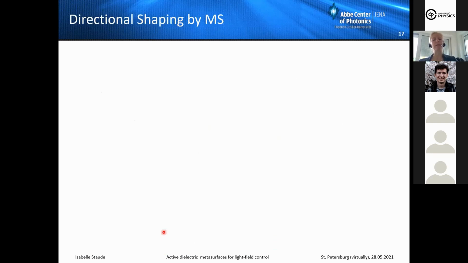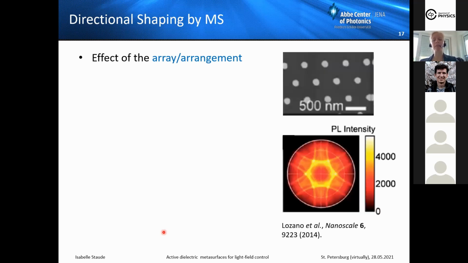What the metasurface can also do, apart from acting on the count rate, is to directionally shape the emission. This factors into the collection efficiency also. And how can it do this? On the one hand, we have the effect of the array or arrangement. In plasmonics, this was quite intensely studied. Here I show this work by Lozano et al. from 2014, which was an array of plasmonic nanodots.